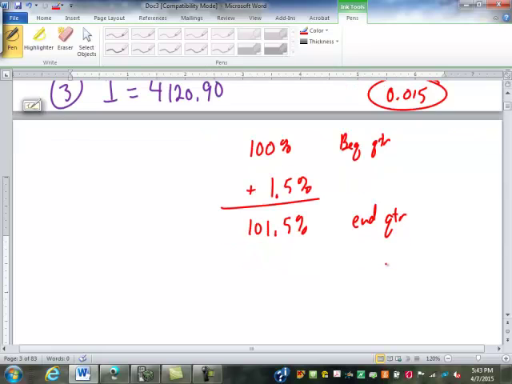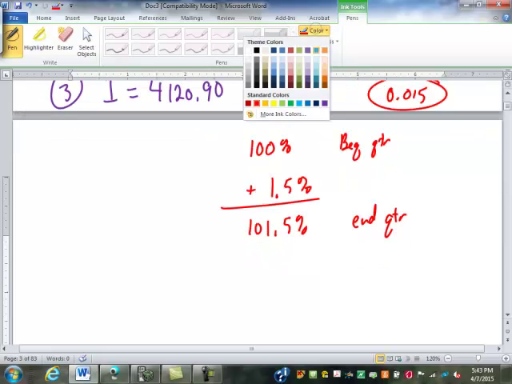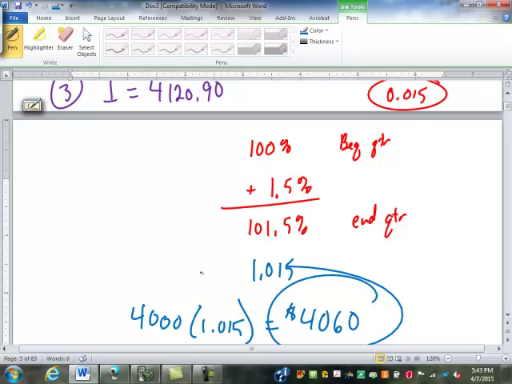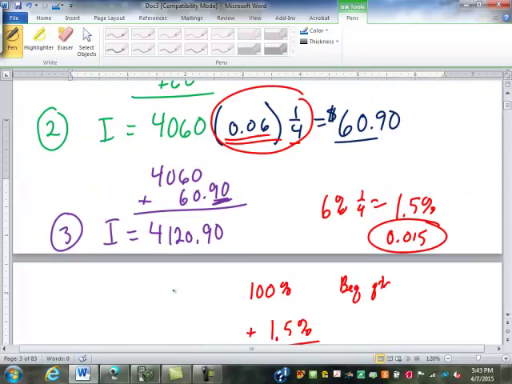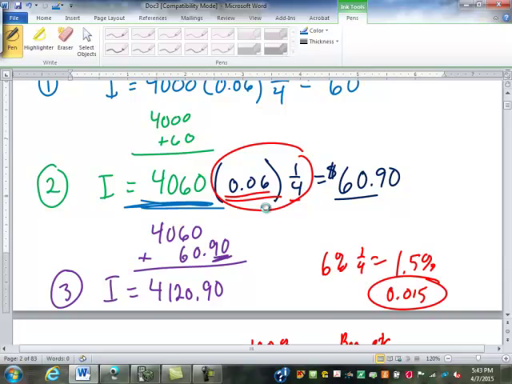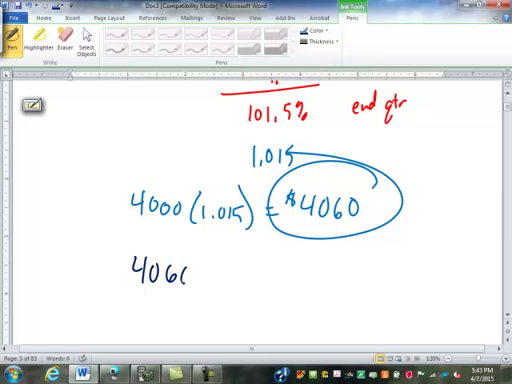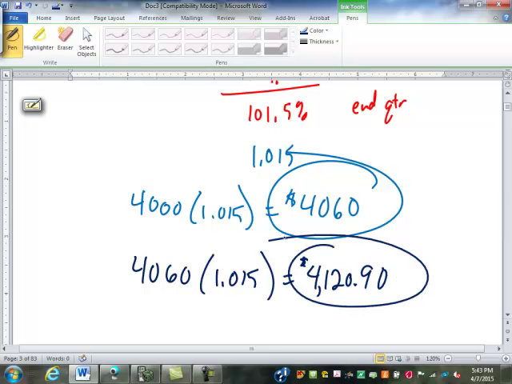Let's take a look at that. If we used 101.5%, what would that be as a decimal? 1.015. If we take 4,000 times 1.015, what do we get? 4,060, which was our balance at the end of the first quarter. If we take 4,060 times 1.015, what do we get? Perfect, $4,120.90, which was the balance at the end of our second quarter.